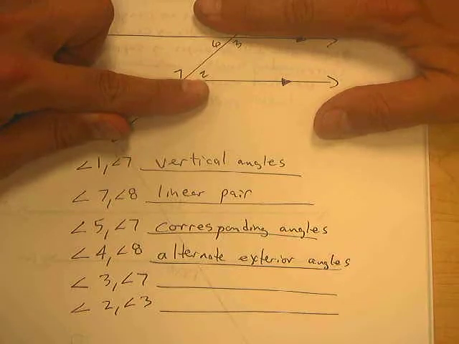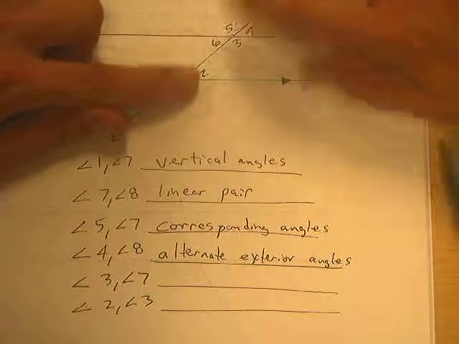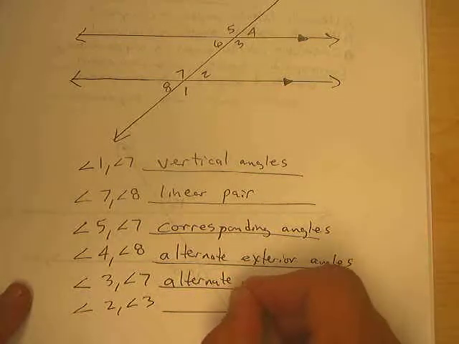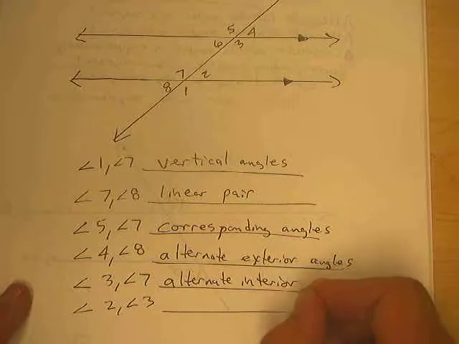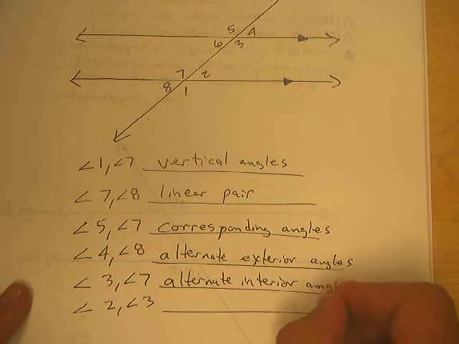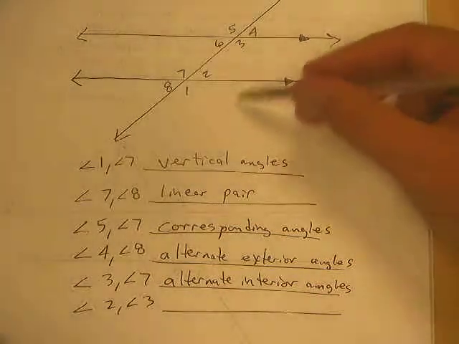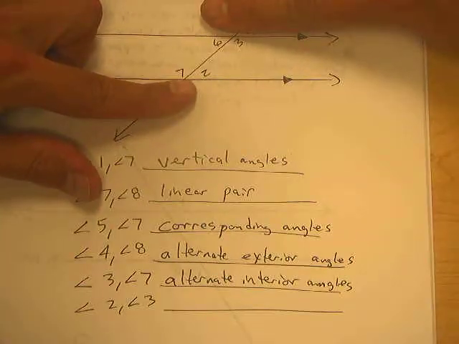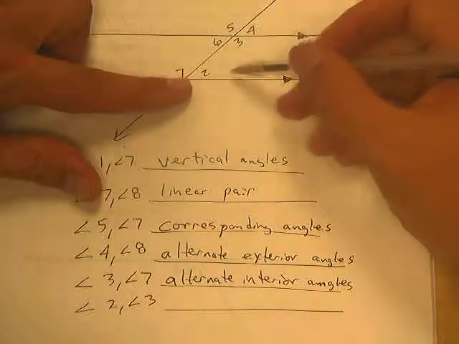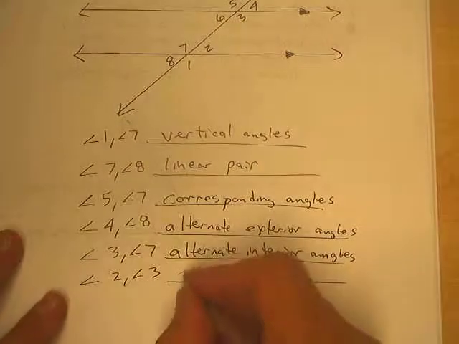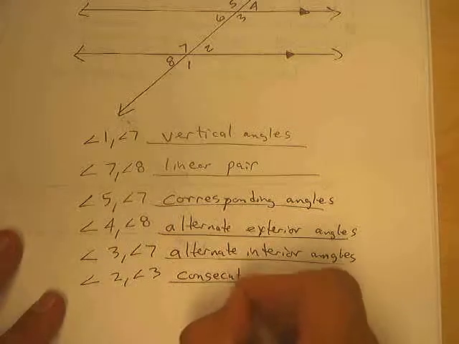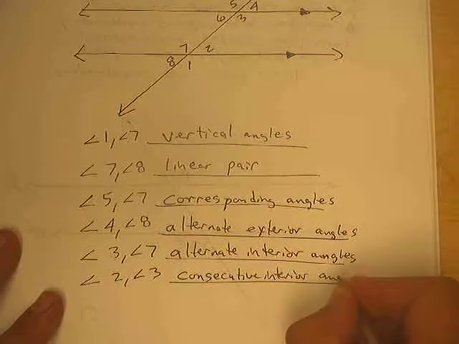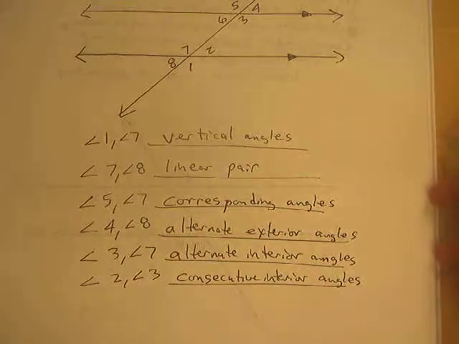3 and 7 are both inside the parallel lines, and they're in alternate spots. So they're alternate interior angles. And finally, 2 and 3. 2 and 3 are both inside the parallel lines, and they're right next to each other. So they're consecutive interior angles.